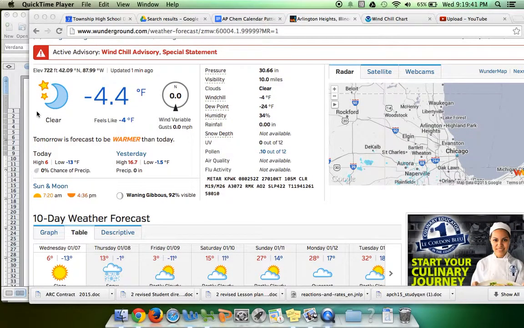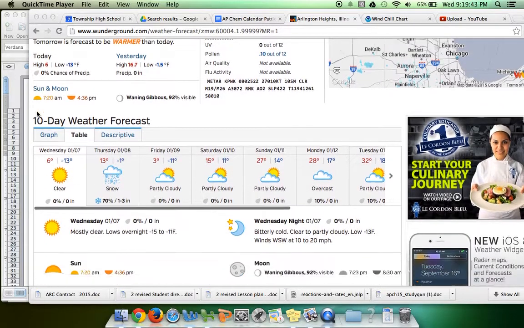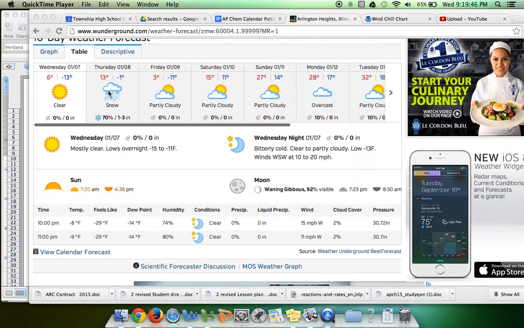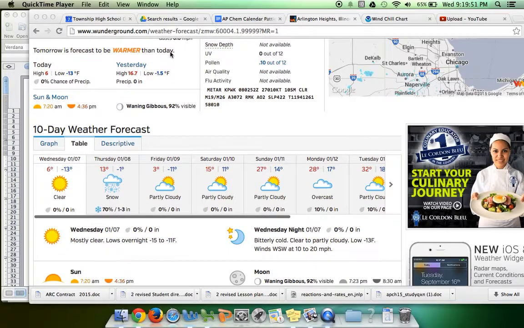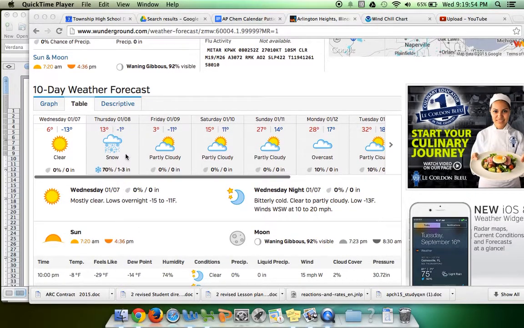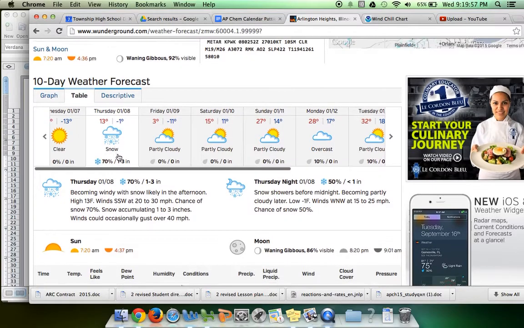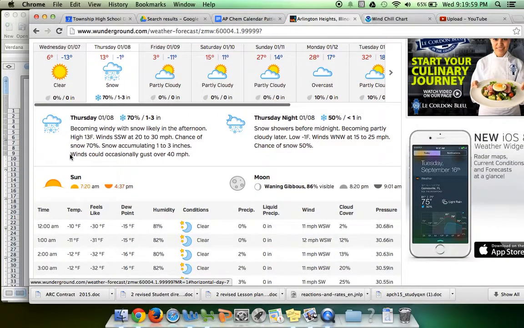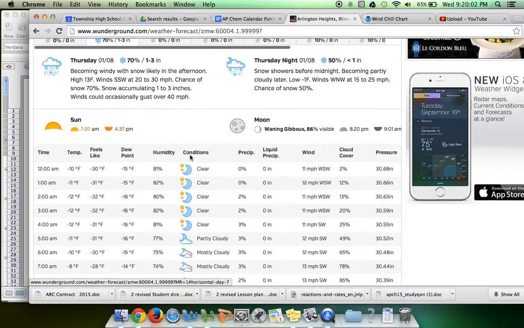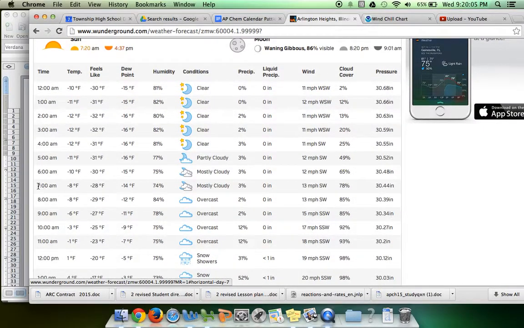We had a cold day today, January 7, 2015, because the weather was so cold. And tomorrow, Thursday, it is quote-unquote much warmer than today, and it's going to snow 1 to 3 inches, and so therefore we have school tomorrow, but it's still going to be pretty nasty. Look at this, winds could occasionally gust over 40 miles per hour, and if you look at the time data, around 7 a.m., which is when I'm going to be dropping my son off at school, even though the temperature is only -8, it's going to feel like -28 because of that 13 mile per hour wind.